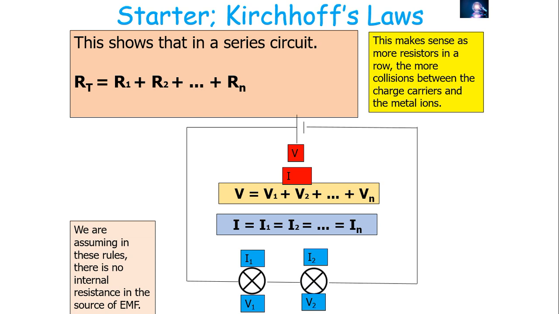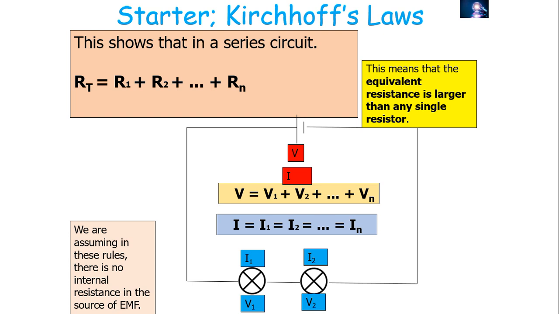Now that makes sense to us, because the more resistors in a row, the more collisions between charge carriers and the metal ions, the more resistance. So that increases the impedance of the current, it gives you a greater total resistance. So in a series circuit, the equivalent resistance is always larger than any single resistor.